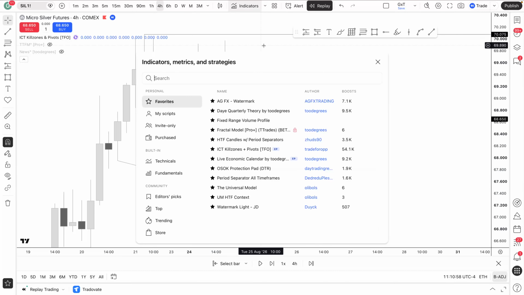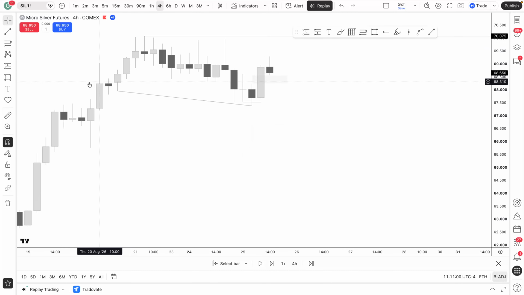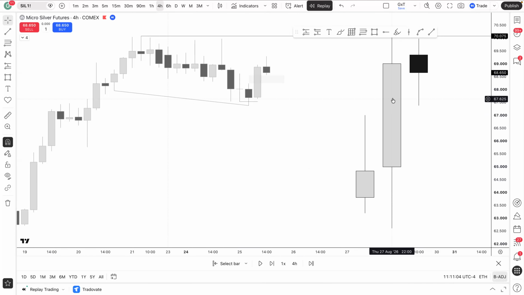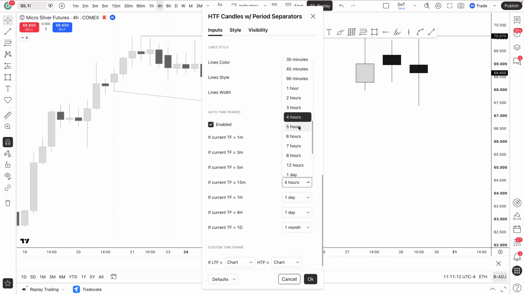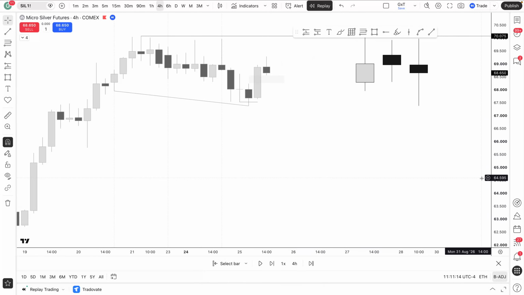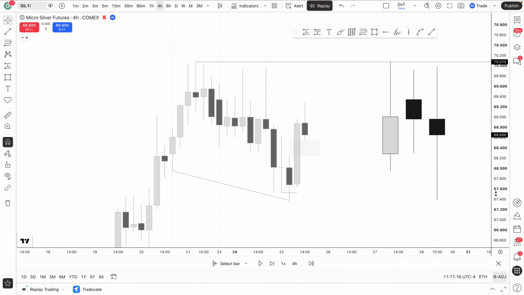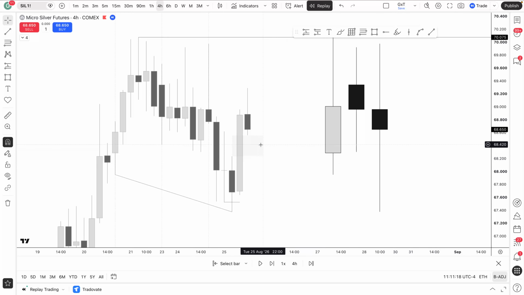Hold on. I don't know why this always disappears, but okay. Let me make this the daily. Make this the 1 hour. All right. So yeah, this is our refined key level, right?